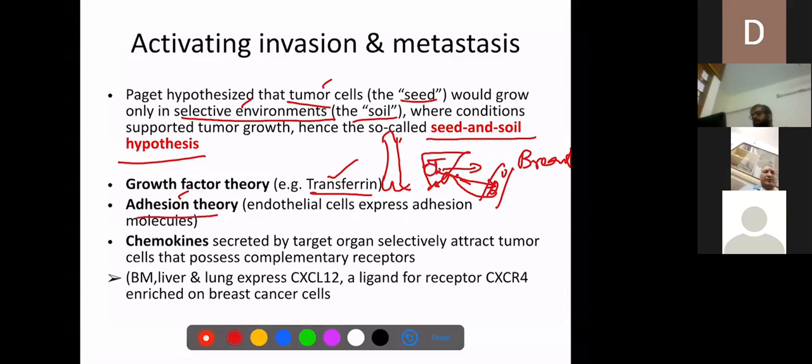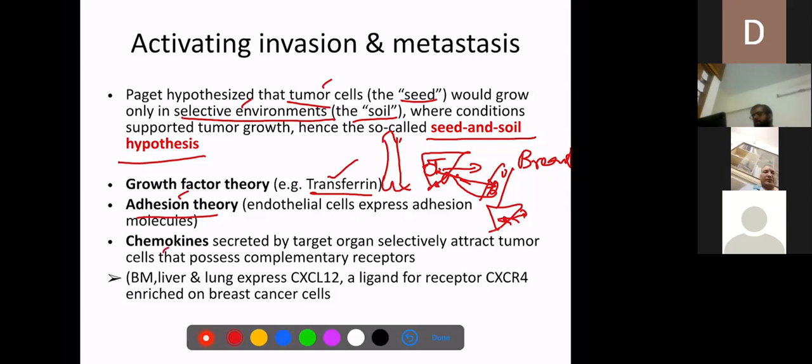Next one is the adhesion theory. For example, take the blood vessels of the liver. The endothelial cells express certain adhesion molecules. These adhesion molecules selectively adhere certain cancer cells, and lodge them inside the particular organ and make them grow.